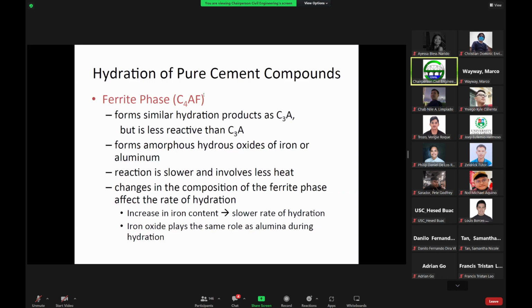So there are a few theories as to why your ettringite does not reform from your monosulfoaluminate when it comes to C4AF. So maybe it's because there are iron substitutes in this C4AF, which cannot react with your monosulfoaluminate to form ettringite. Or it's because of the amorphous hydrous oxides of iron or aluminum. It could be this product that prevents the conversion of your monosulfoaluminate, your AFM, to ettringite.